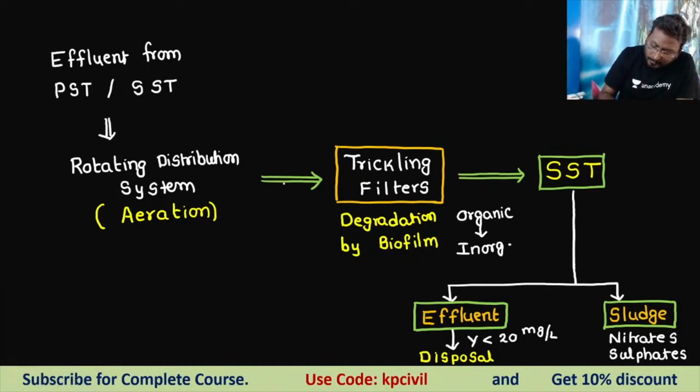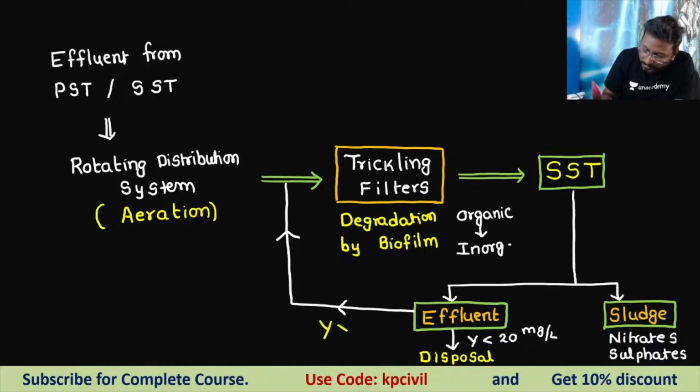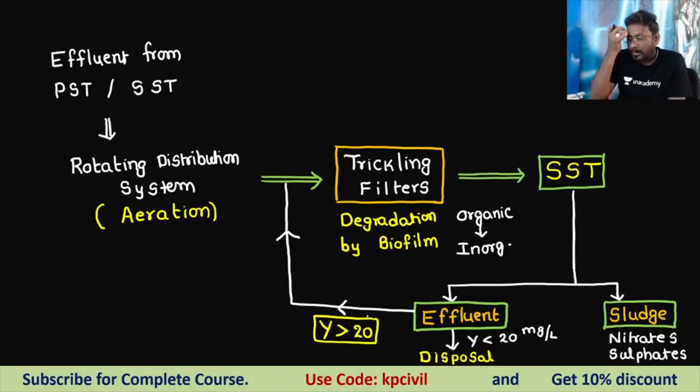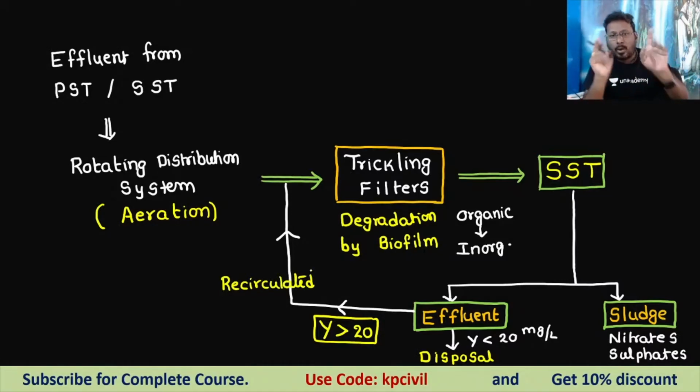Then if not, BOD of effluent greater than 20, you have not achieved the target. Still treatment needed. BOD greater than 20, still treatment needed. So it is recirculated again to the trickling filter. Understand? This is the whole process of trickling filtration.